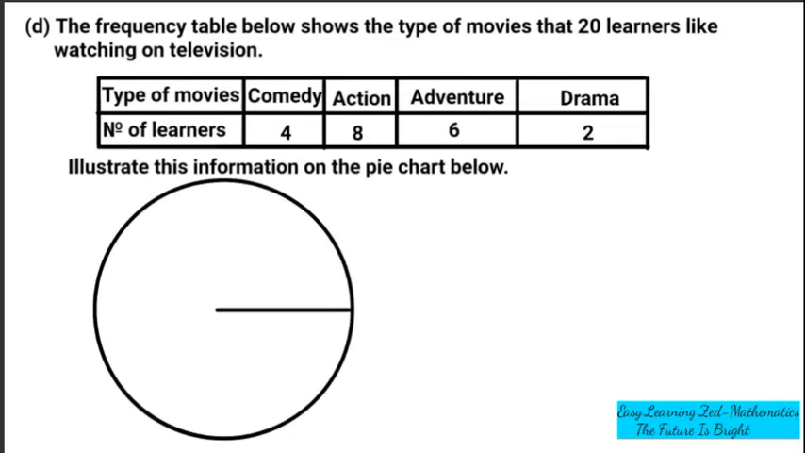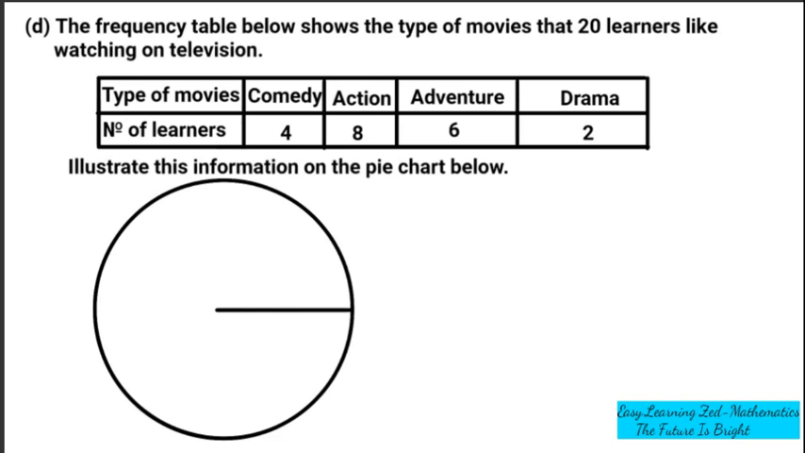Okay, so question D was as follows. The frequency table below shows the type of movies that 20 learners like watching on television. So you can see the frequency table there. We have got type of movies, number of learners. So types of movies, we have got comedy, action, adventure, drama.